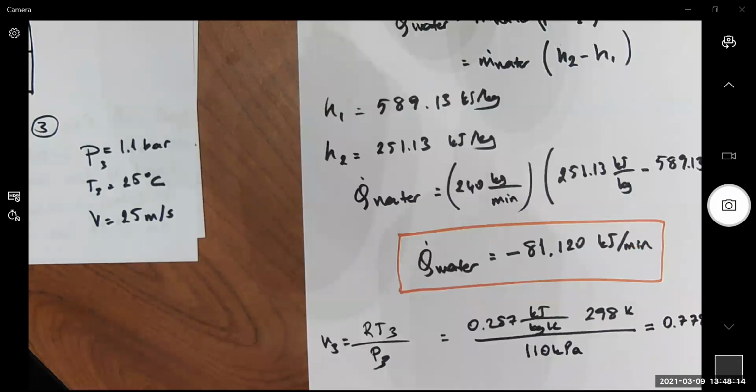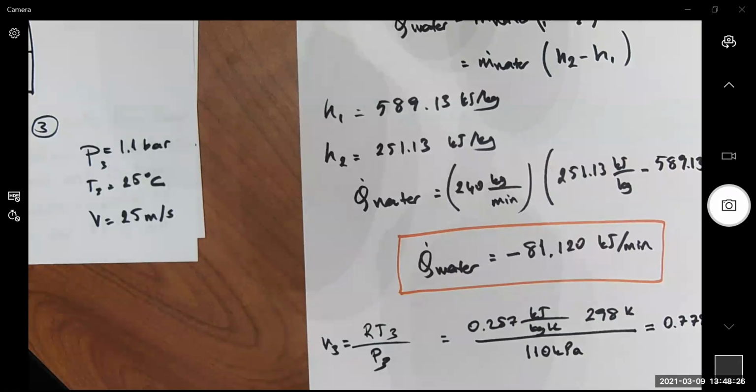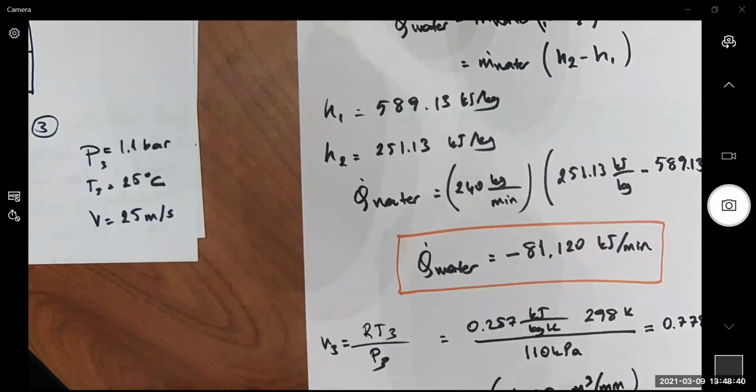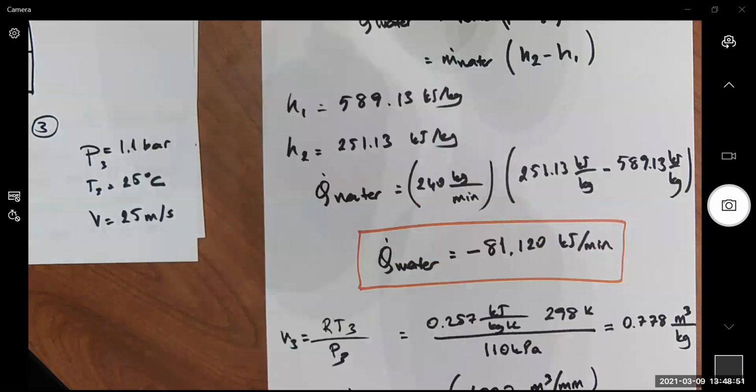Mass flow rate at the inlet for the cold stream equals volumetric flow rate divided by specific volume. The volumetric flow rate is 1,000 meters cubed per minute, given in the problem, for my flow rate on the cold stream, right? And specific volume is 0.778 meters cubed per kilogram. And mass flow rate for air is 1,290 kilograms per minute.